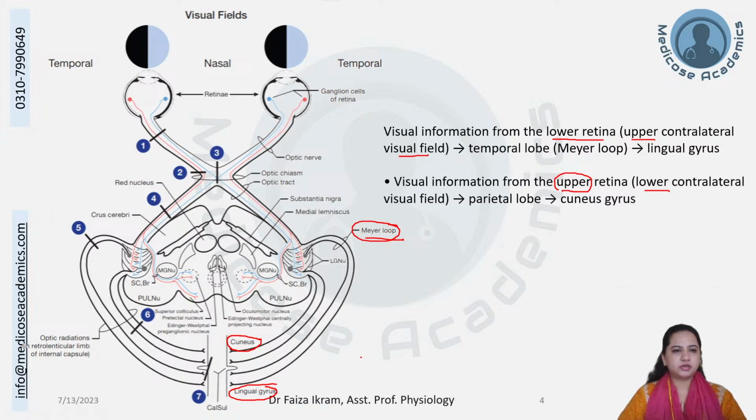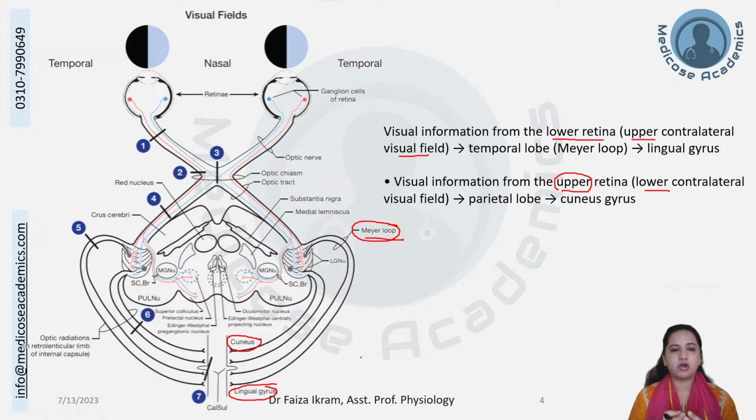If you are asked a question about the visual pathway, think wisely. If you are asked about the retinal fibers or about the field of vision, mostly you are asked in the context of the field of vision. Which field of vision is represented by the right optic tract? Which field of vision is represented by the right optic radiation, by the optic chiasm, by the left visual cortex, by the Meyer loop? If you know the anatomy, you can answer all these questions very easily. Also, you can answer what will happen if there is a lesion at any level of this optic tract.